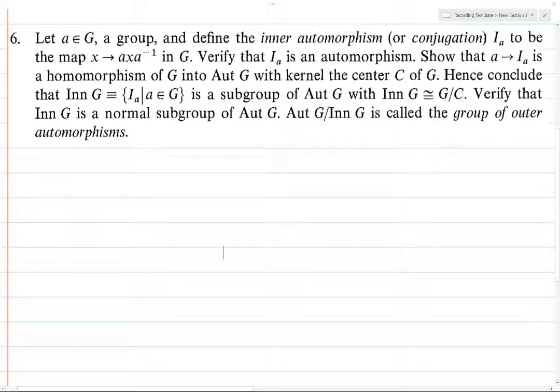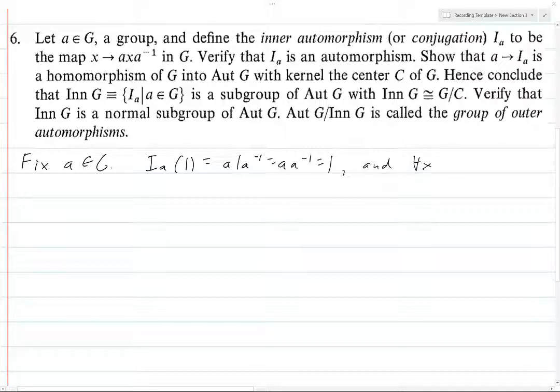Alright, so now for what appears to be a problem about belly buttons, but I think it's actually about math. So, anyways, we have A and G and we have IA, that we want to prove that IA is an automorphism. So, let's fix A and G. Then IA of 1 is A1A inverse, which equals 1.